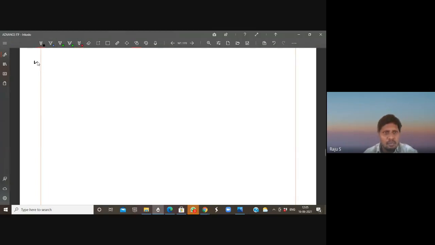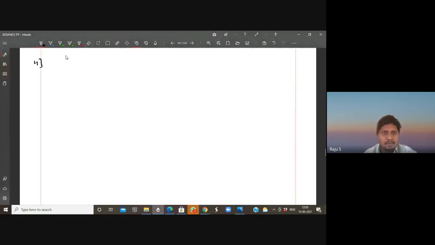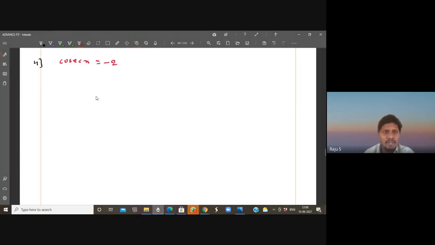Question number 4. What is the question? Cosecant x is equal to minus 2. Okay, so this is the question. We need to find the principal solution and the general solution. Find the principal and the general solutions of cosecant x is equal to minus 2.